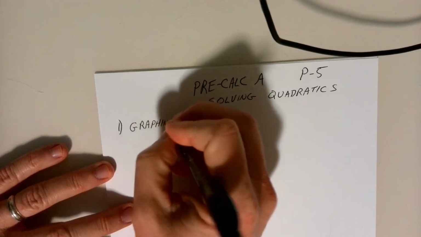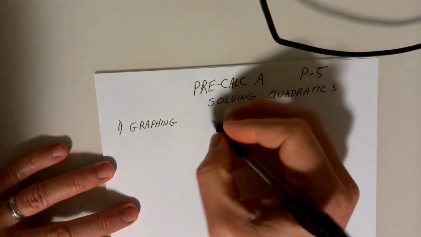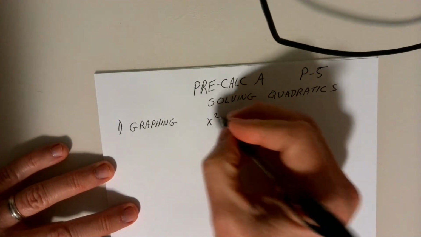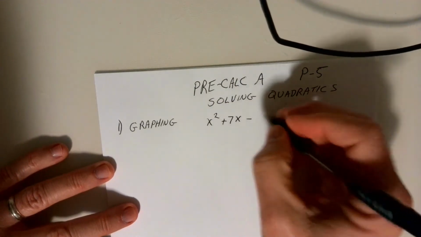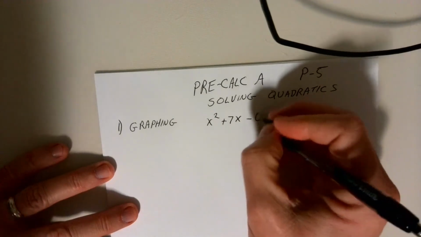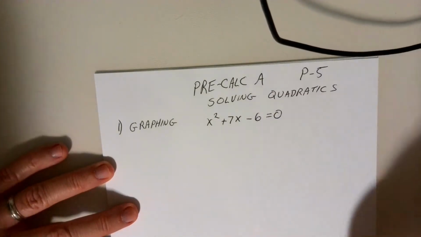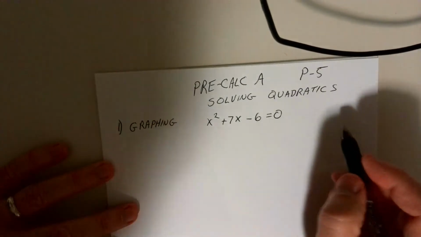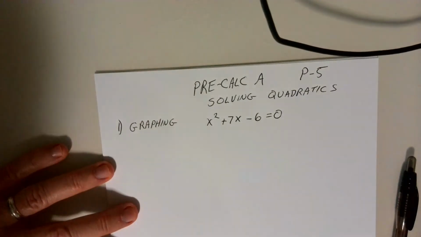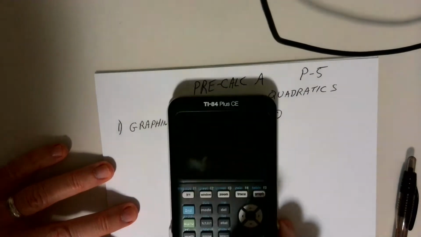And how do I solve a quadratic equation by graphing? So let's say I have this equation, x squared plus 7x minus 6 equals 0. And when we say to solve this, we're looking for the two places where this crosses the x-axis.